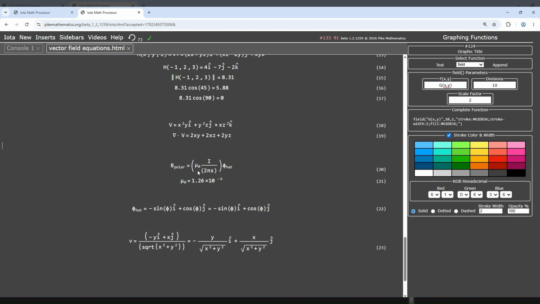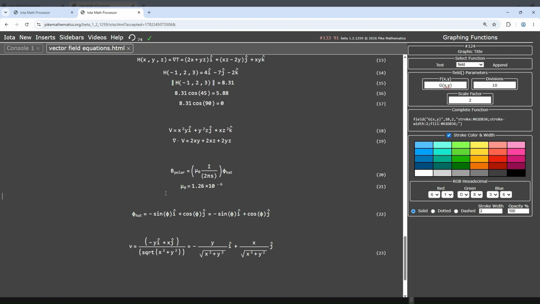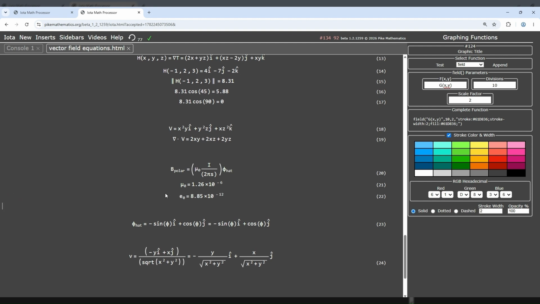Just an aside, this mu naught, the permeability constant, we've got a number of constants that are already programmed into Iota. If you click on it, you can see that's how you call it. At mu0 gives you the permeability constant. If you wanted, for example, the permittivity constant, you just go at E0, and there's the permittivity constant.